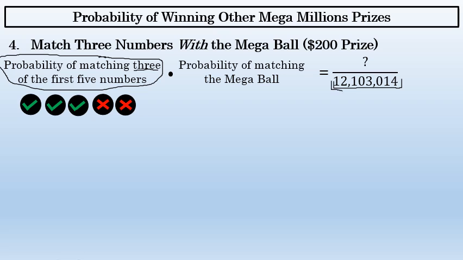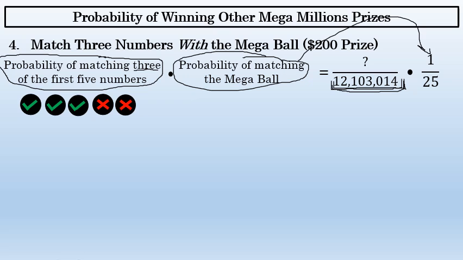We figured out there were 12 million ways to draw those first 5 numbers when we were computing the probability of winning the jackpot. And now we just need to determine the number of ways there are to match 3 out of 5, and then take that out of the 12 million possible ways there are to draw those first 5 numbers. The probability of matching the mega ball is very easy. There's 25 mega ball numbers. One of them matches. The probability of matching the mega ball is 1 in 25.